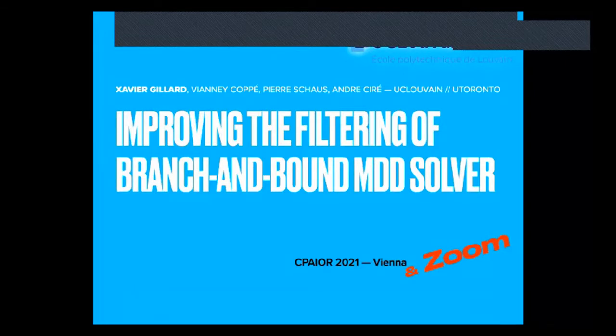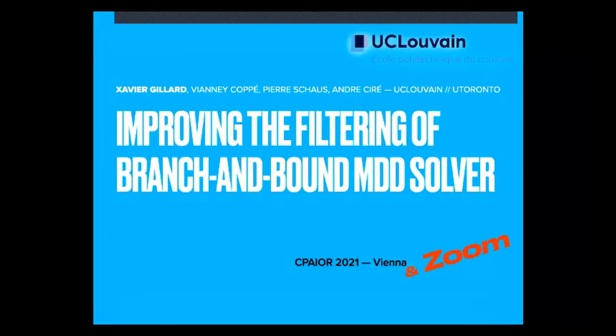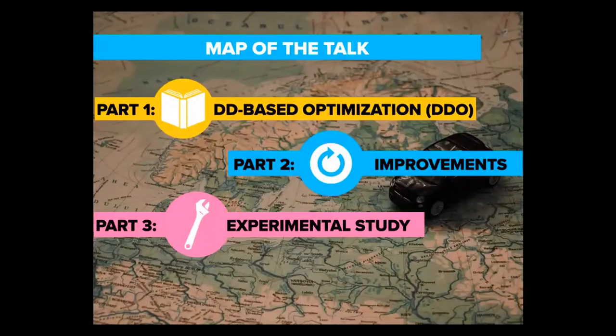Good afternoon, everybody. This is Xavier Gillard from Schaus in Belgium. In today's video, I'm going to tell you about a way to improve the filtering of branch-and-bound MDD solvers. This talk is going to be structured around 3 parts. In the first one, I will give you just enough background on MDD-based optimization so as to understand the algorithmic improvement that we brought to the framework. In the second part, I will try to explain the intuition of the improvement that we propose. And then finally, I will go over an experimental study that we conducted to assess the performance and the impact of the change we proposed.